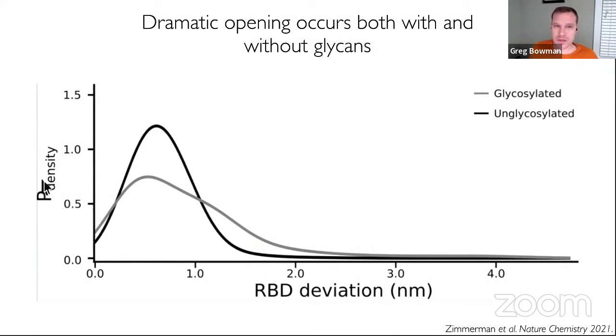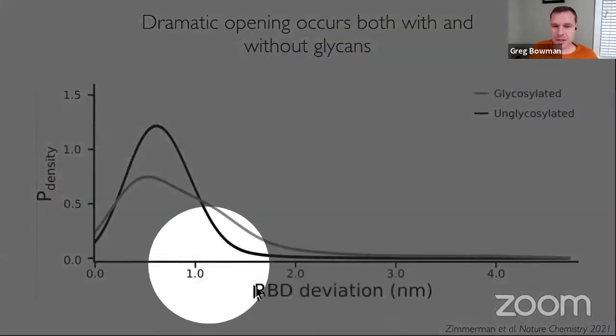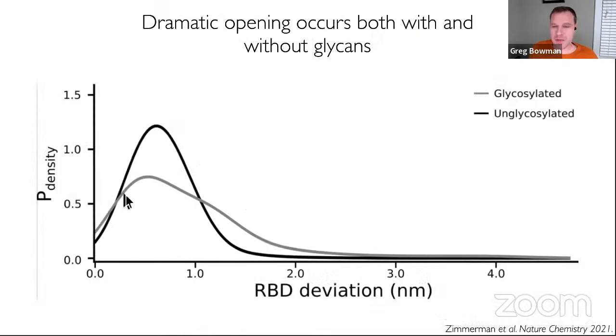And so here I'm just showing the probability distribution of the extent of RBD opening. You can see they're pretty similar. Maybe the glycans help promote opening actually, and that's something that other people have confirmed in studies that focus on that now. Going beyond this though, we also started looking at homologs of the SARS-2 spike from other coronaviruses to see if we could shed some light on what's going on that makes this particular virus so devastating.